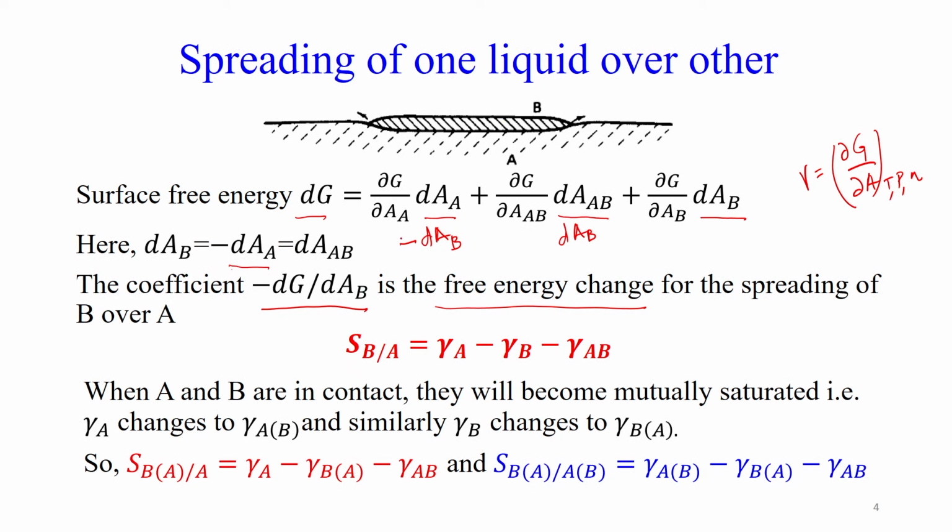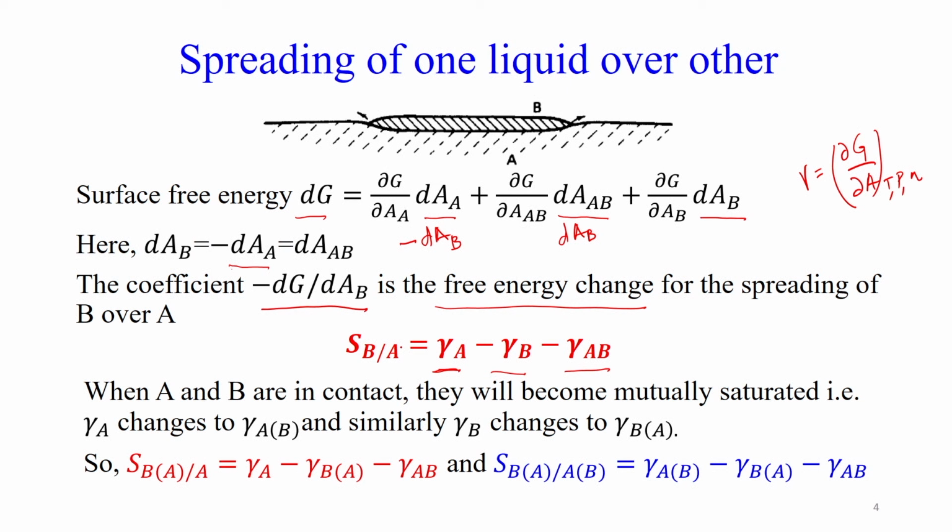So, dAB will be common. So, you will end up over here with gamma A minus gamma B minus gamma AB. So, what it says is the spreading coefficient is the difference between the surface tension of A minus the surface tension of B minus the interfacial tension of AB. The same thing we discussed in the last lecture as well, where we discussed it in terms of liquid vapor.